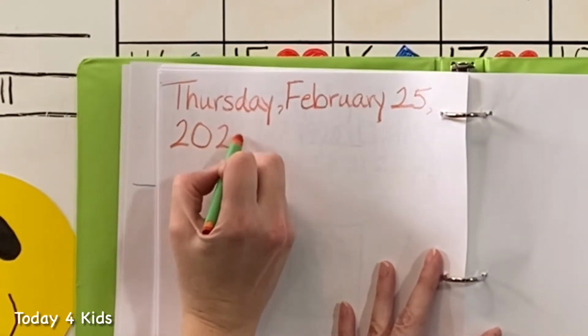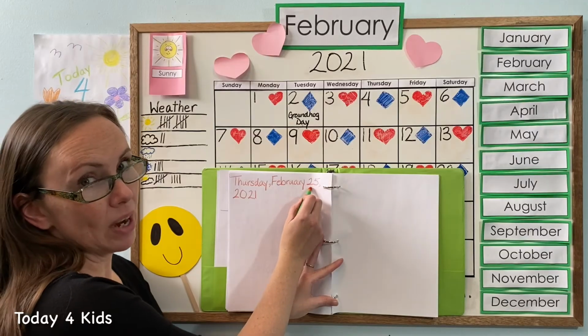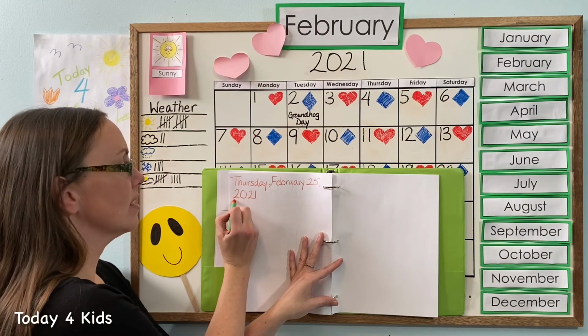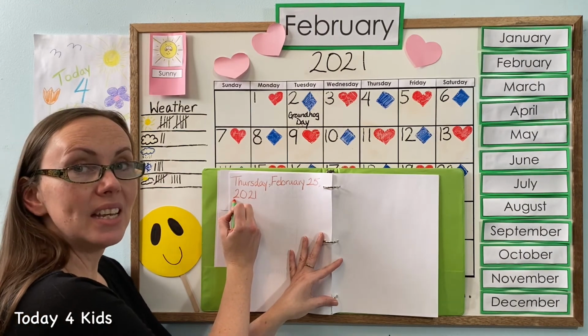2021, 2021. And today I am going to practice up to 25. I want to practice my numbers every day so I get really good at them. You can practice on your paper, or you can just say them in the air with me as we count.